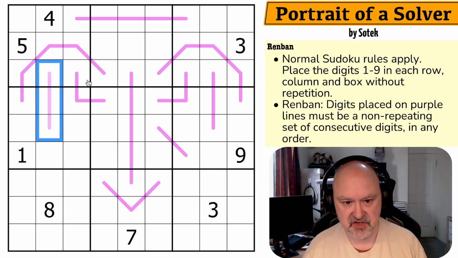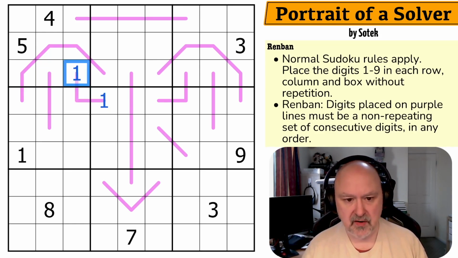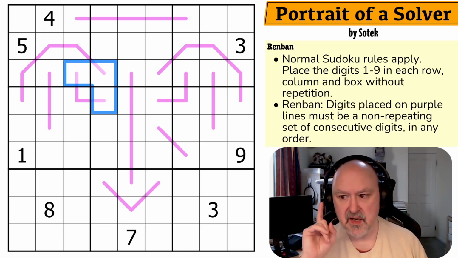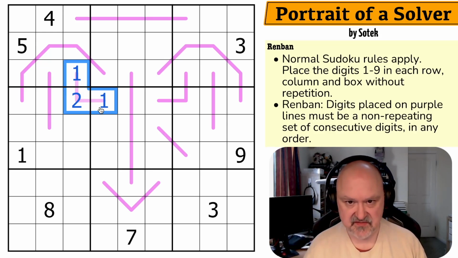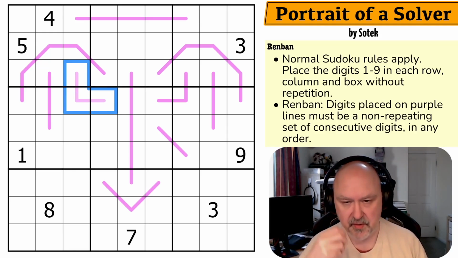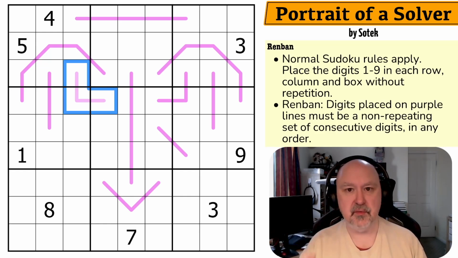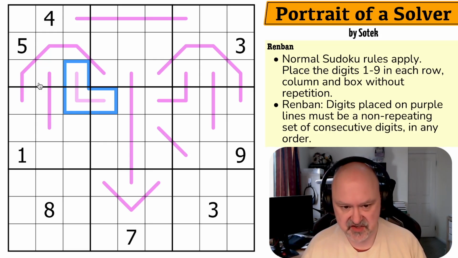Now, you can't repeat digits on the line. It must be a non-repeating set of consecutive digits. While 1, 1, and 2 is a set of consecutive digits in a statistical sense, if you were to use a programming language built for statistical stuff, 1, 1, and 2 would pass as consecutive. But let's not get into that. Non-repeating is what matters here. You cannot repeat digits on a line.